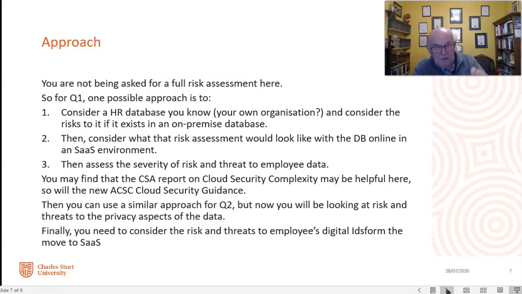Now, you'll find that CSA report on cloud security complexity quite helpful here, and so will that new ACSC cloud security guidance. So they are two things you probably really need to have a good look at. You'd use a very similar approach to question 2, but now you're looking at risks and threats to privacy as opposed to the security of the data. And then finally, you look at digital IDs and how that works.